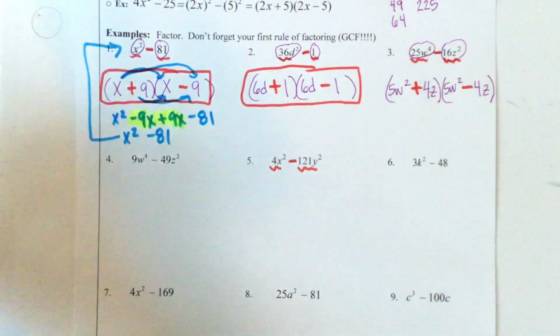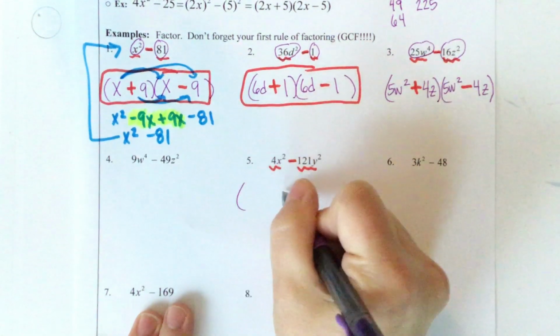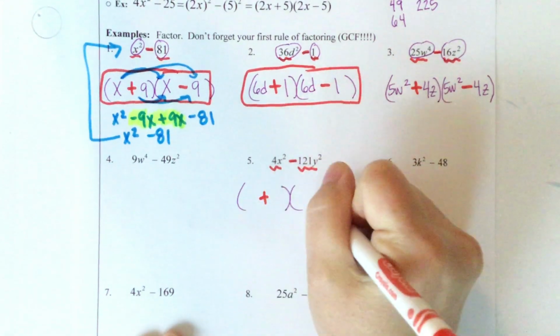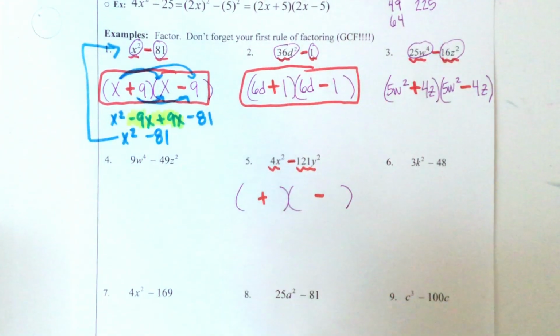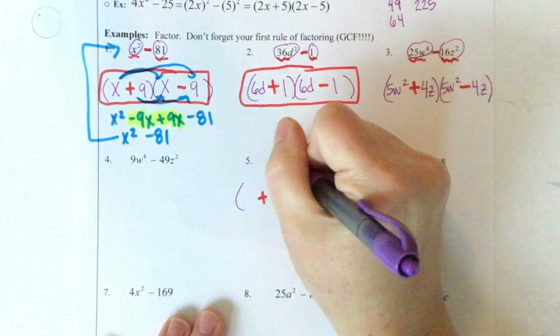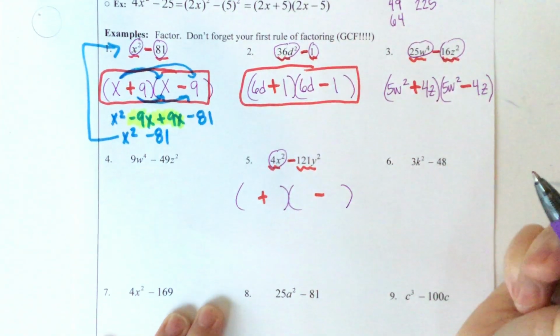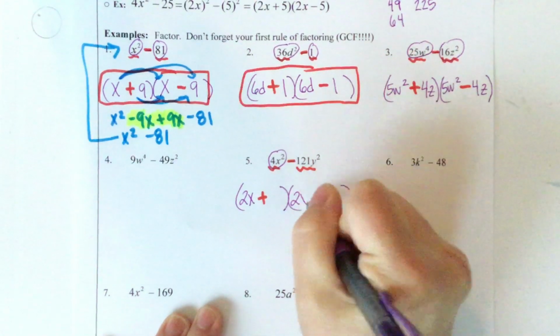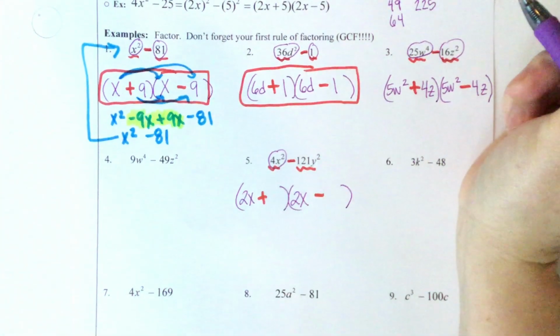They are. So let's build our two sets of parentheses. One's going to get a plus. One's going to get a minus. And then I'm going to take my square roots. The square root of 4x squared is 2x, because 2x times 2x is 4x squared.